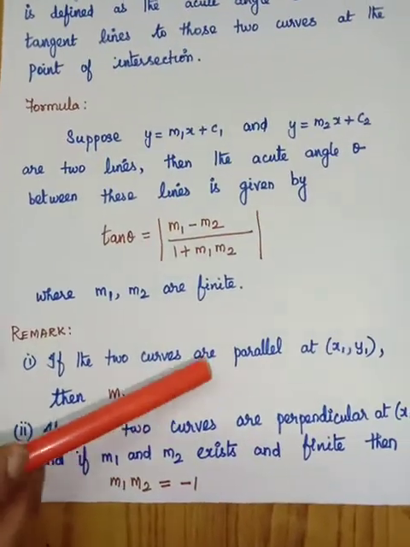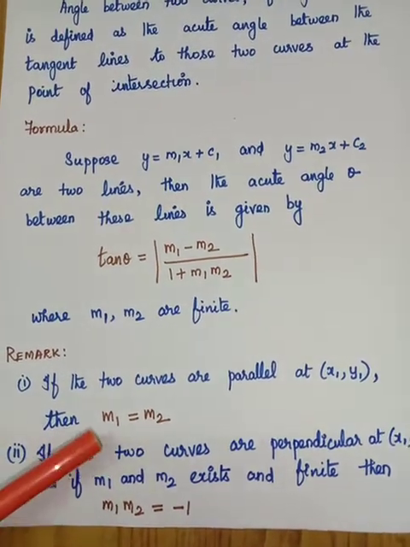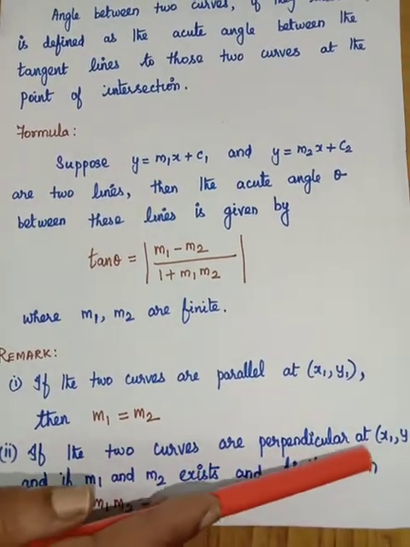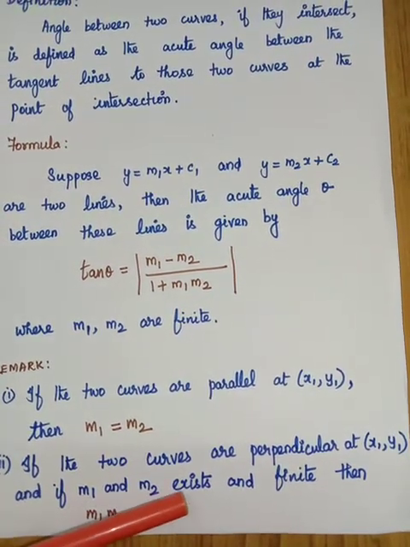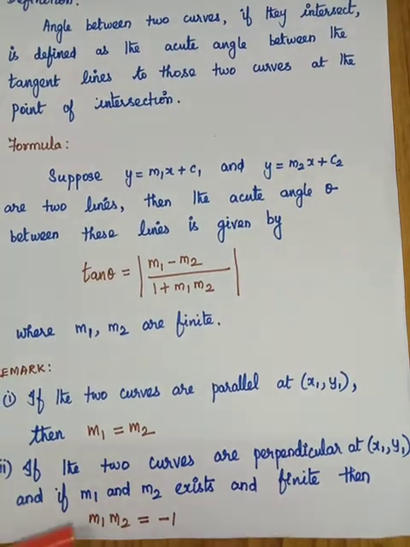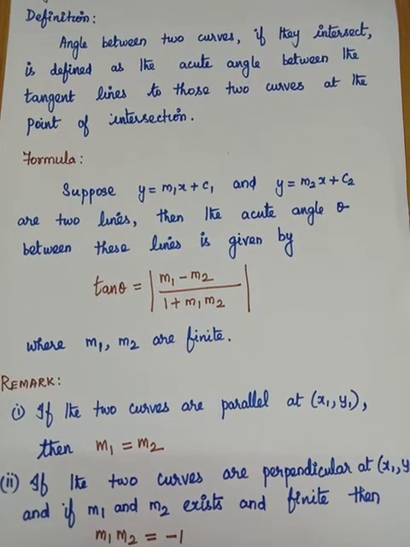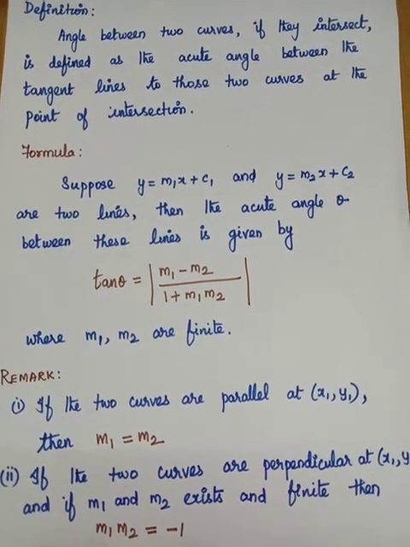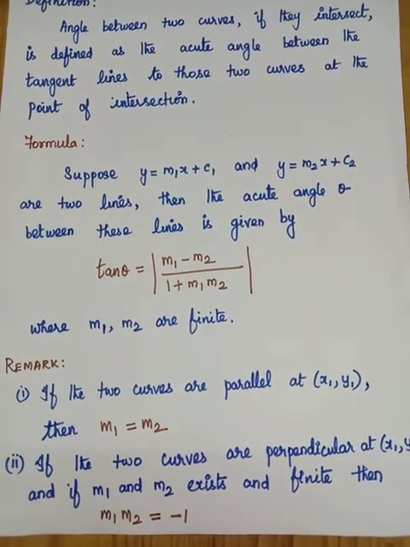If the two curves are parallel at x1 comma y1, then their slopes are equal. Then next one, if the two curves are perpendicular at x1 comma y1, and if m1 and m2 exist and are finite, then m1 m2 is equal to minus 1. The result we are using for the line, the same result will be used for the curves also, because the angle between the curves is nothing but the angle between the tangents at the point of intersection. Okay, see the problem now.